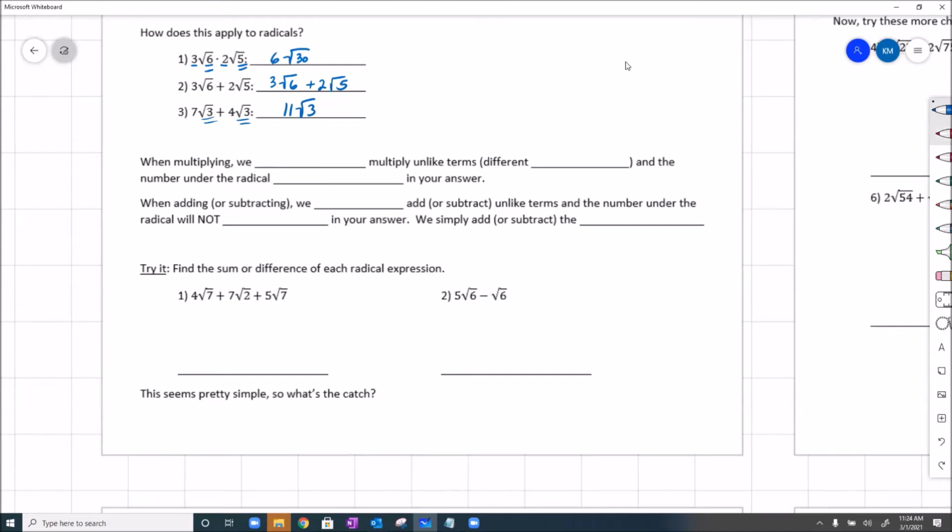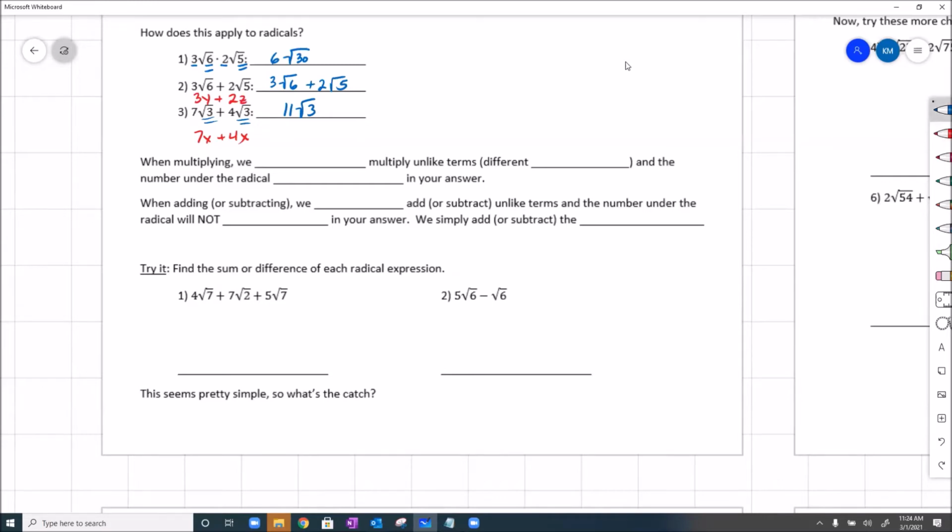Okay, this problem would be very similar to us saying 7x plus 4x, right? Or our top problem would probably be more similar to 3y plus 2z. We wouldn't be able to add those together because they're not like terms.